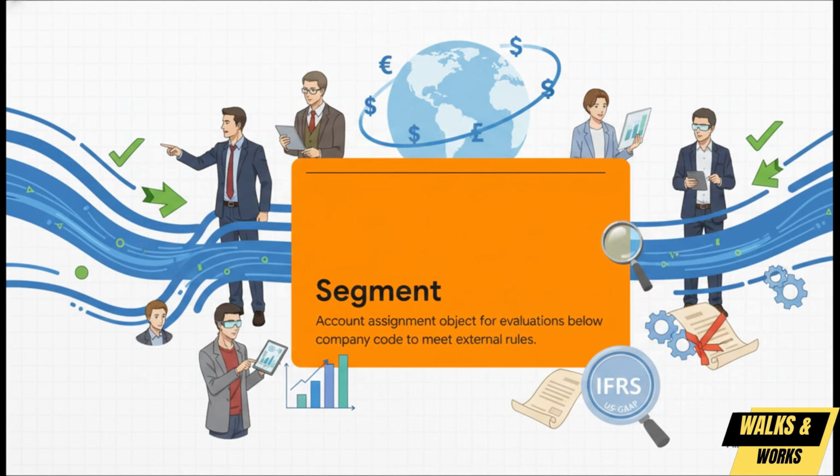Now contrast that immediately with a segment. A segment is an account assignment object that enables detailed evaluations below the company code level. But here is the absolutely crucial difference. Segments exist to meet external reporting requirements. When international accounting standards like IFRS 8 or US GAAP demand that a broad-based enterprise disclose financial info for specific business activities, well, segments are exactly the tool you use to comply.